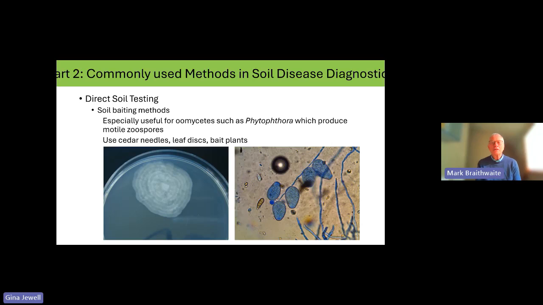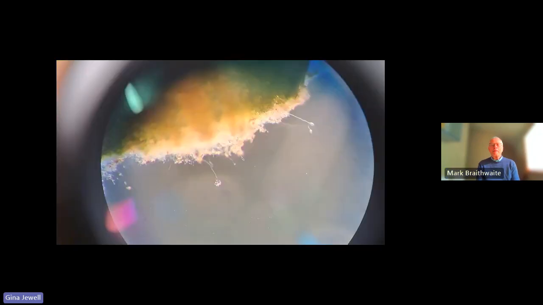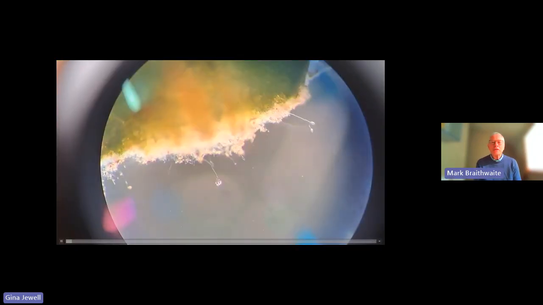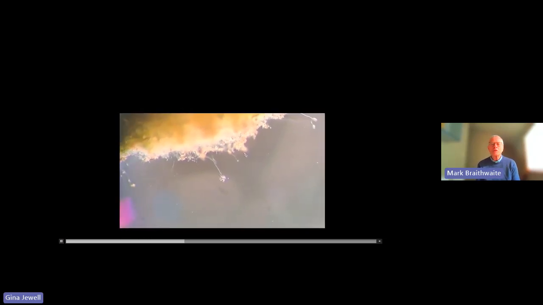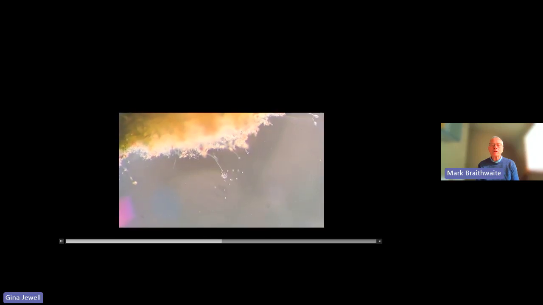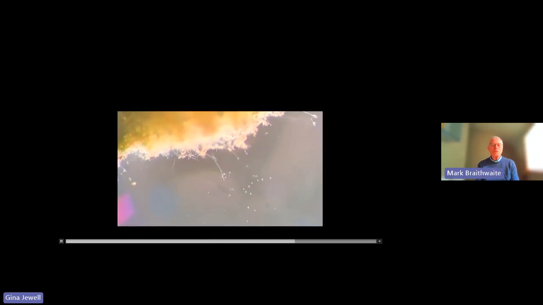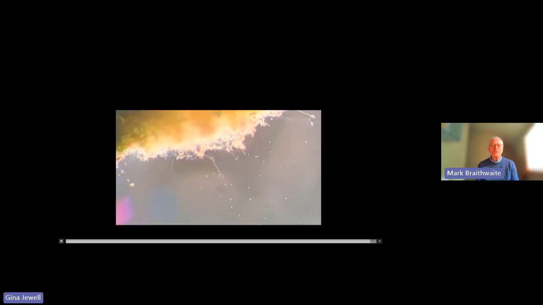Next slide, please. So I've got a wee treat here for you, so I need to click it again. This is showing you the release of zoospores from a sporangium. So if you just watch that sporangium in the centre of the field, you can see them now pouring out. So the spores have been released and they're on their way looking for roots to infect already. As you can see, they move pretty quick.